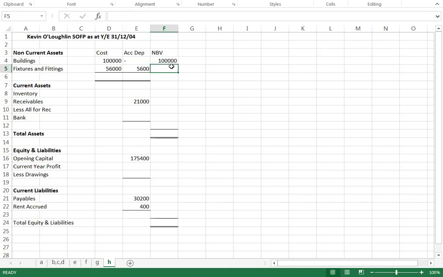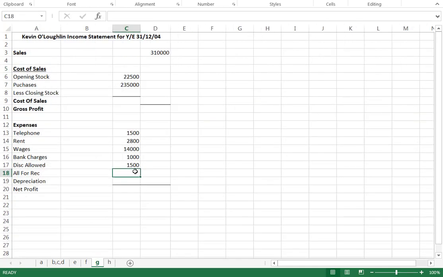So that's going to be 50,400 is the value of the fixtures and fittings. So our total then of non-current assets is 105,400. Okay, and that means that we can bring that 56 back here for our depreciation figure, and you'd be expected to do a little working for that.